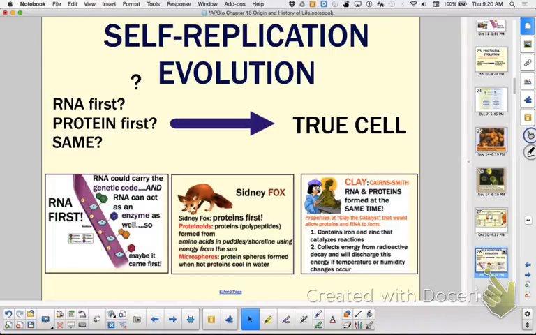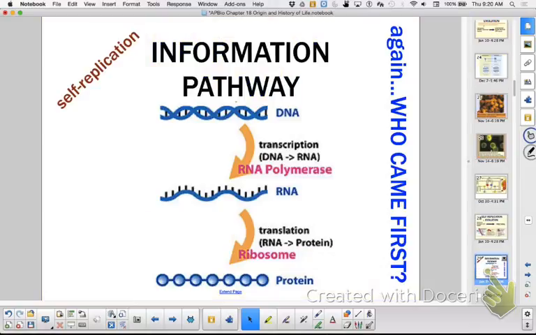So was it RNA first? Was it protein first? Was it at the same time? We're going back to that again for our self-replication system. It could have been RNA, it could have been protein, or Cairns-Smith, 2 different scientists, said that maybe this happened on clay. So I want you to remind yourself about the central dogma as we know it today. Blue, go ahead, take them through the central dogma.